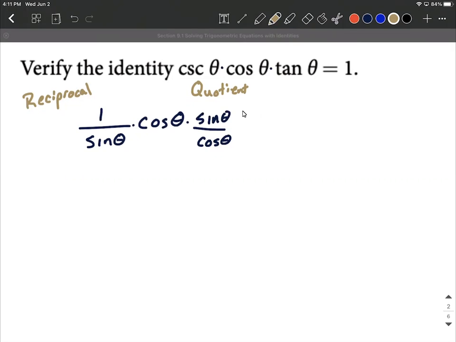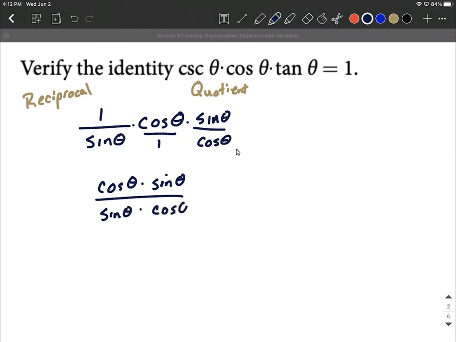Next, it's really just a bunch of algebra to simplify this down the rest of the way. I'm going to visualize this as cosine of theta over 1. So everything's a fraction. I'm going to go ahead and multiply fractions together by multiplying numerators, 1 times cosine times sine. So that makes cosine of theta multiplied by sine of theta up in our numerator. And then for our denominator, sine times 1 times cosine gives us sine of theta multiplied by cosine of theta. Bringing along the 1, we really don't need to.